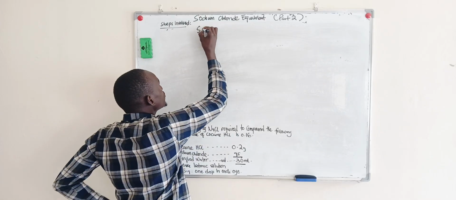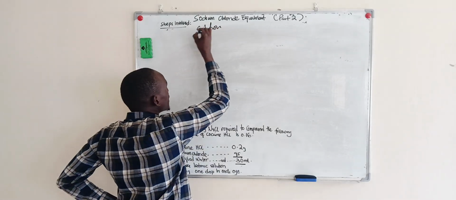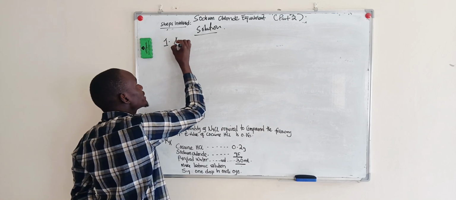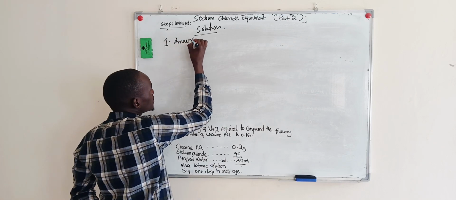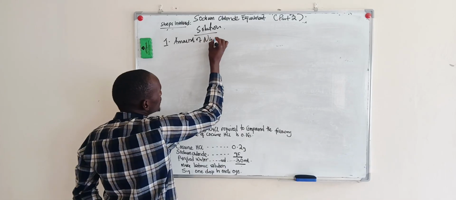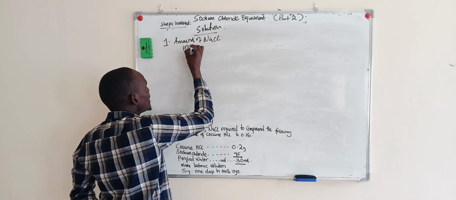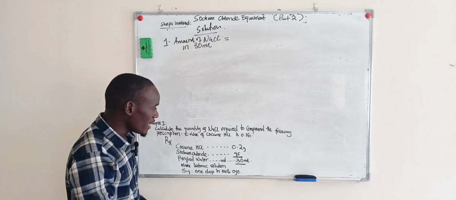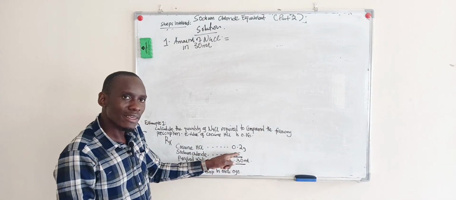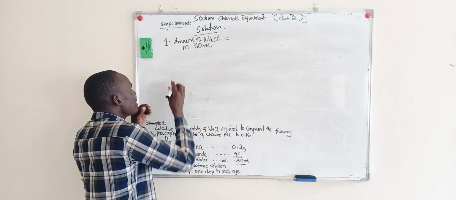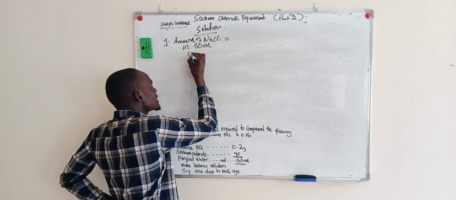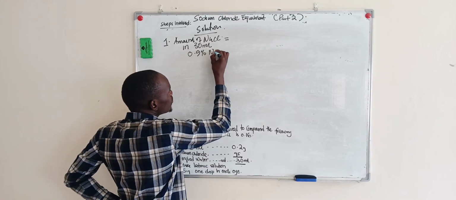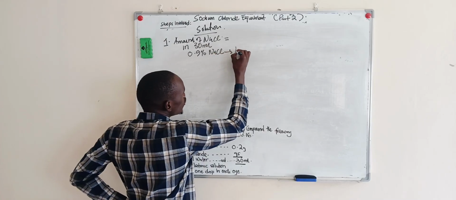So, solution will be, the first step, you obtain the amount of sodium chloride in 30 mLs. The amount of sodium chloride in 30 mLs. But remember that 0.9% sodium chloride is isotonic.